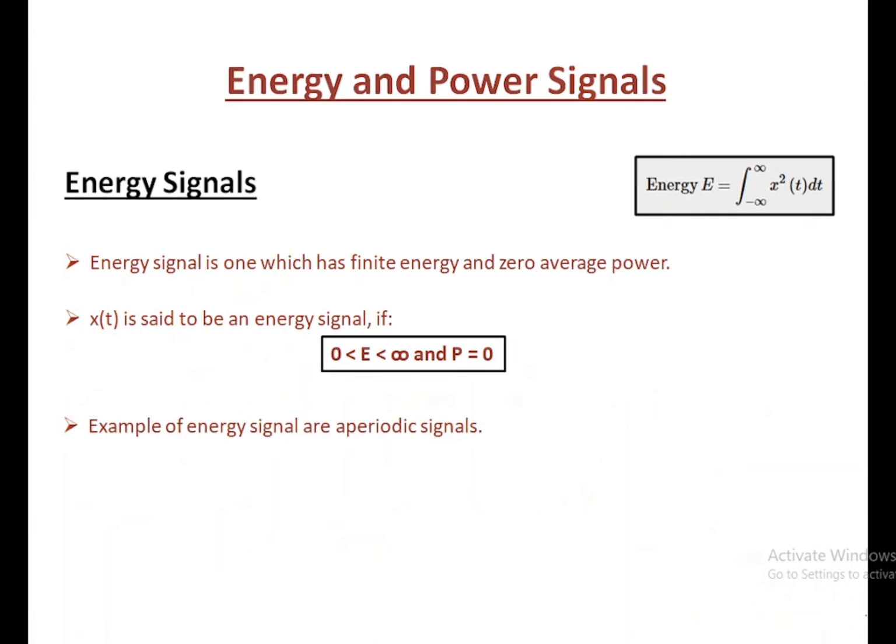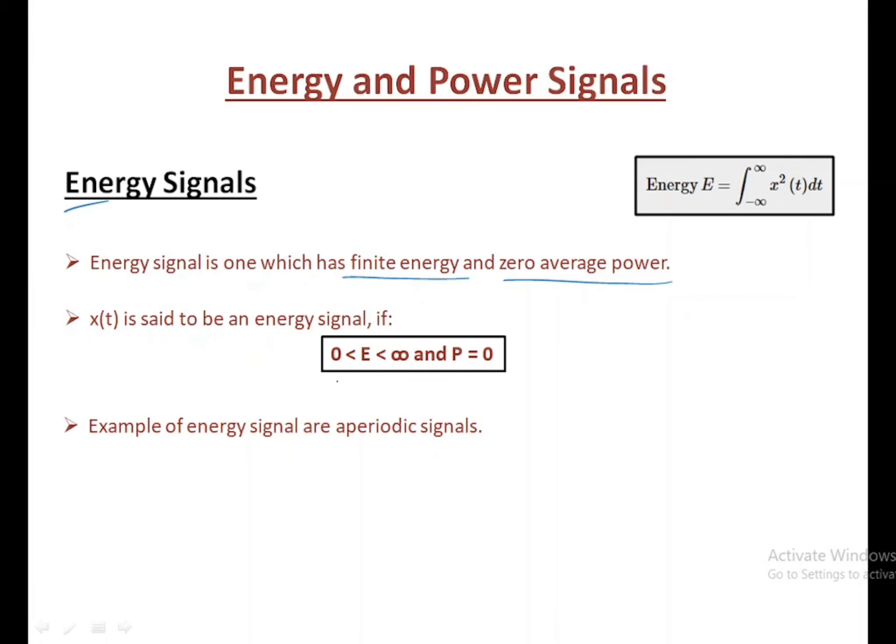Now the next classification is energy and power signals. From the terms energy and power, we can easily tell that we are talking about the strength of a signal. What are the conditions for a signal to be energy type or power type? This we will discuss under this classification. First is the energy signal, and this is how the energy of a signal is given: integral from minus infinity to infinity of x squared t dt, where x of t is the signal. Now what are energy signals? They have finite energy and zero average power. This means the energy must lie between 0 and infinity and the power must be 0.